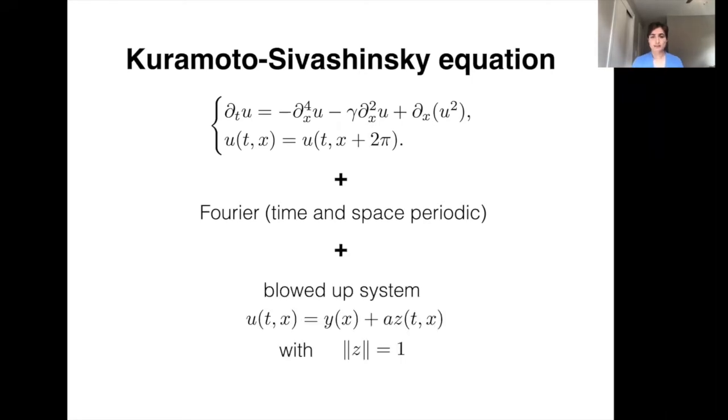And we are applying this approach of blowing up the system. So going from the initial problem in u to a problem in which y is a stationary solution and az is a perturbation in which z is of amplitude 1. That means that its norm, or something similar to the norm, is equal to 1. And a is how big of a perturbation you're having at this moment in the Hopf bifurcation.